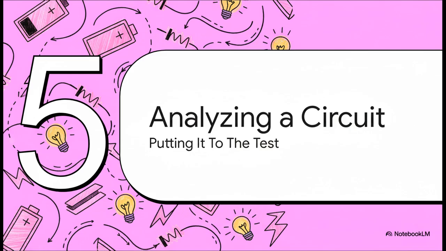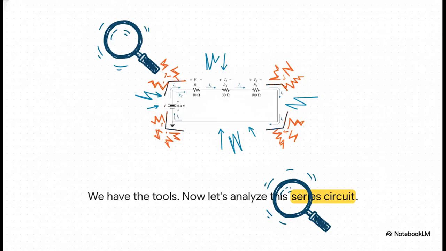Okay, we have the concepts, we've got the laws. Now it's time for the payoff. Let's put everything we've just learned together and actually analyze a circuit. So here's our circuit for today. We've got an 8.4-volt battery, and it's hooked up to 3 resistors all in a row. That's what we call a series circuit. We've got a 10-ohm, a 30-ohm, and a 100-ohm resistor. And our mission is simple. Figure out exactly what's going on in this loop.